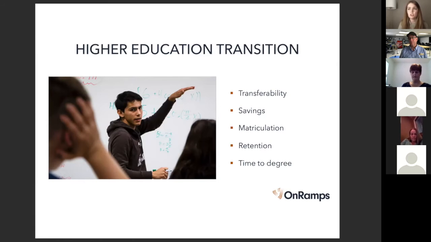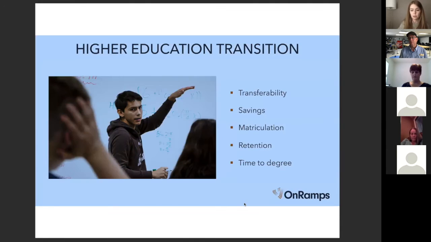Matriculation, our students are going to college, and as the next point notes, they are passing. And then the time to degree, we want students to be able to graduate in as close to 4 years as possible. And we want them to learn how to succeed in a college course while they're in high school, so they have those support systems that I mentioned earlier.